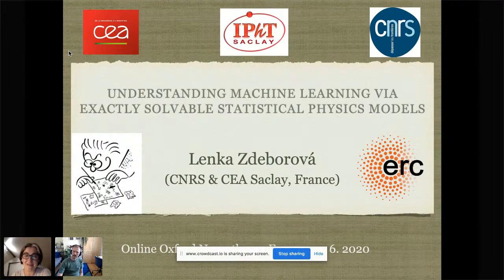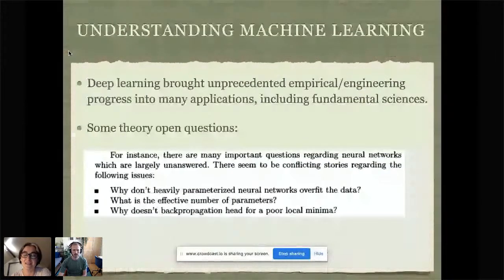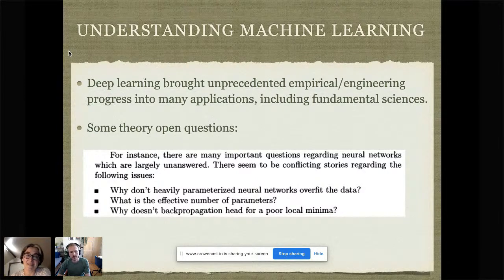So here is a slide with my collaborators, and the ones in blue are the ones that are particularly involved in the things that I will be showing you. What my talk is concerned with is this very basic question of how can we understand the machine learning, deep learning that we are seeing today, that has clearly brought unprecedented empirical and engineering progress into many applications, and I'm sure you have seen many of them. This includes fundamental sciences such as physics or neuroscience. And as theoreticians, we want to understand how that works.